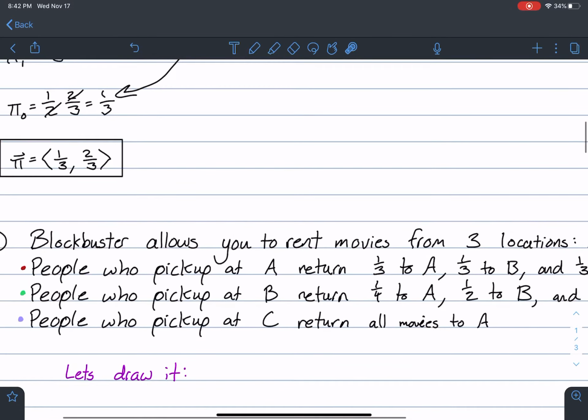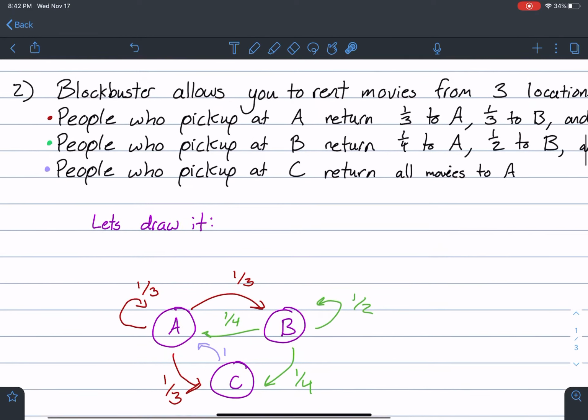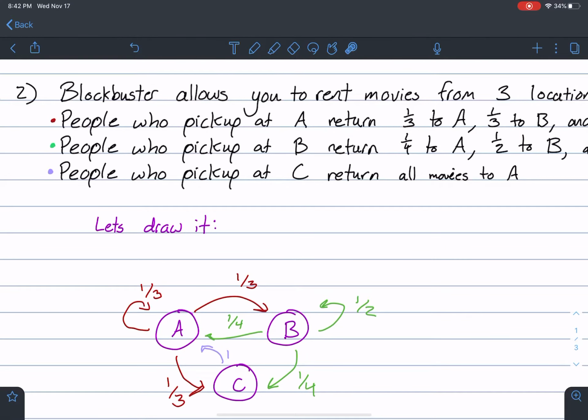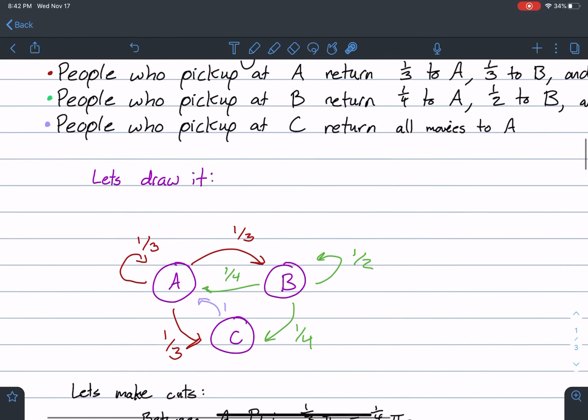So we can actually write a Markov chain, where I labeled it here. The red arrows are leaving A. Again, they all add up to 1. Green are the arrows leaving B, which describe this sentence. And then blue, there's only 1, which is all of C returning them to A.